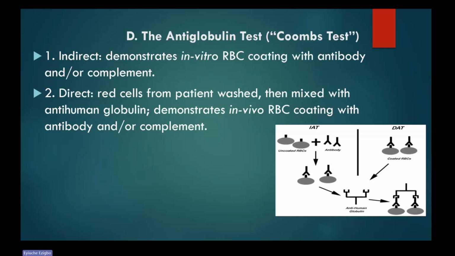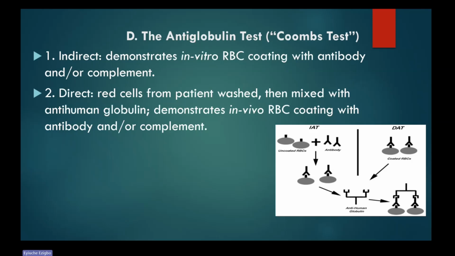So we have the antiglobulin tests. We use them to demonstrate in vitro red blood cell coating with antibody or complement. What does that mean? It means that in any situation where a patient's red blood cells, either in vivo or in vitro, that is, in the body or outside of the body, have been sensitized, we use this test to study red cell sensitization, meaning attachment of antibodies to red cells, either inside the body or in the test tube.